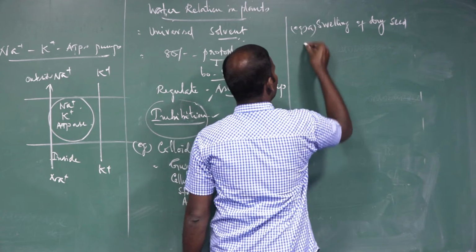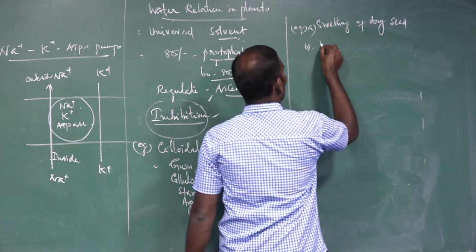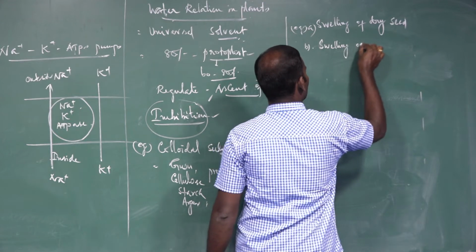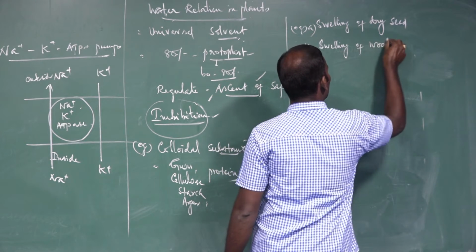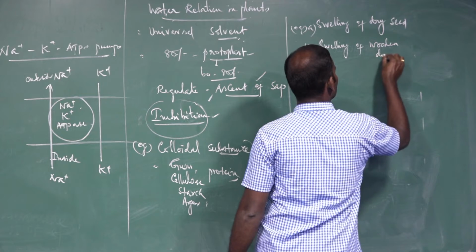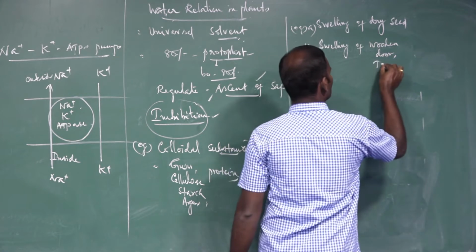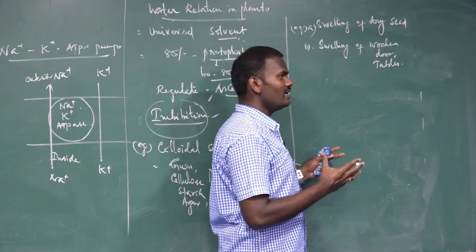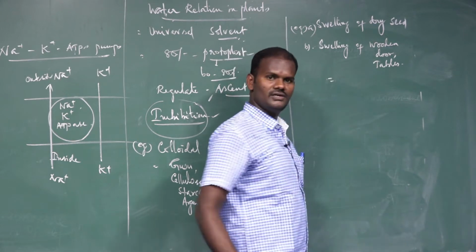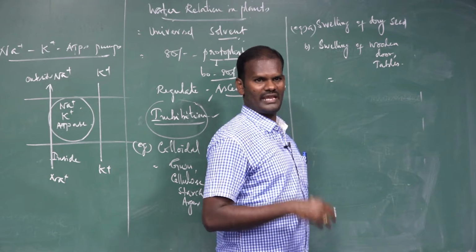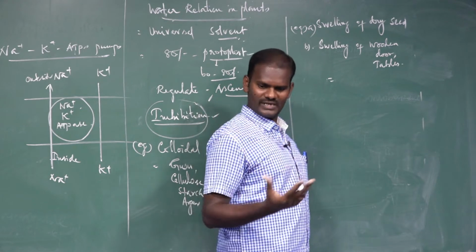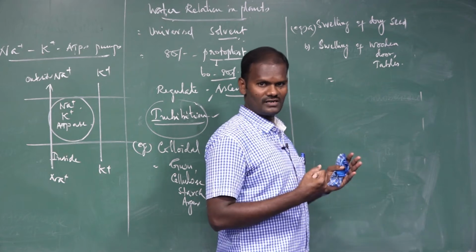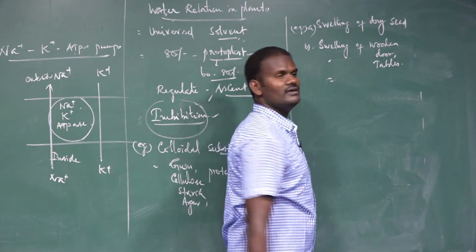Another example of imbibition is the swelling of wooden doors, tables and wooden windows. They swell especially during rainy seasons due to the high humidity. Especially in the rainy season, the doors and tables become imbibed due to the absorption of water molecules. These are examples of imbibition.